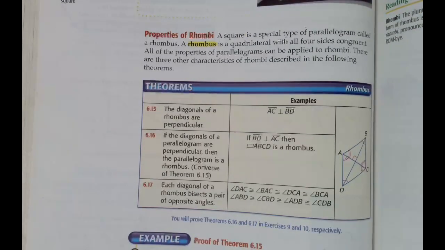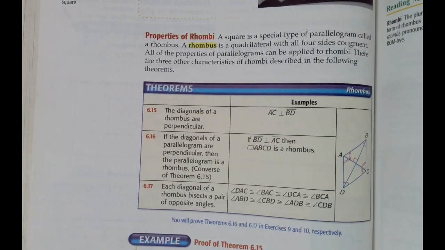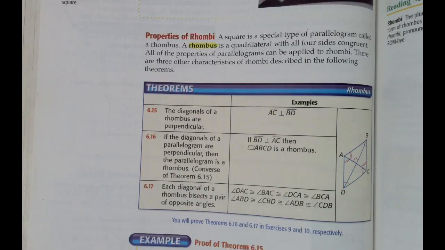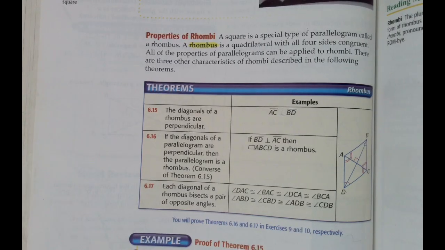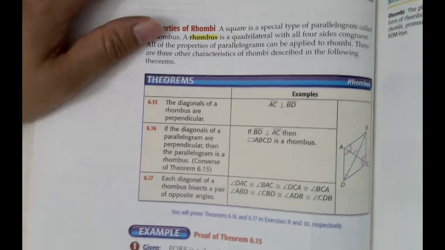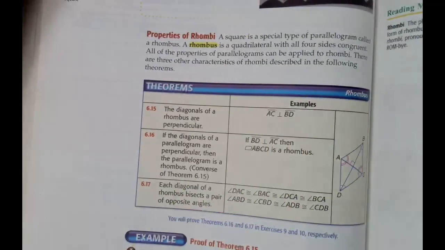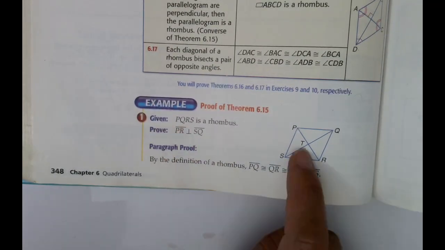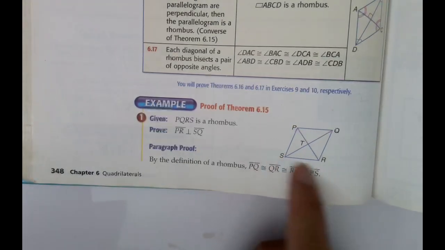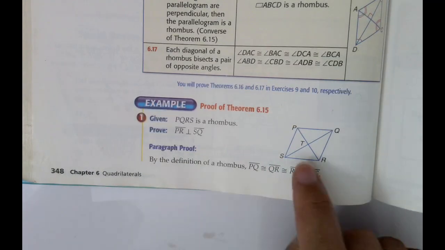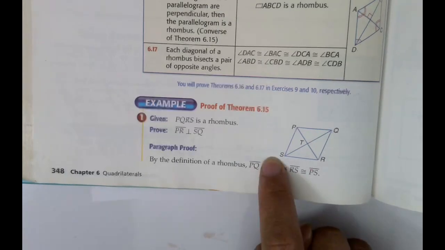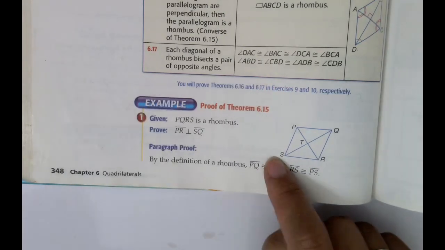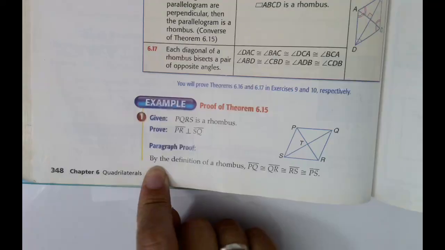With our first example, we're just going to look at it through the book, that way it's a little bit easier to follow. Basically, we're proving the fact that the diagonals of a rhombus are perpendicular. Here we're given that quadrilateral PQRS is a rhombus, and we want to prove the diagonals are perpendicular. So we want to prove that that theorem is true. This is a paragraph proof.